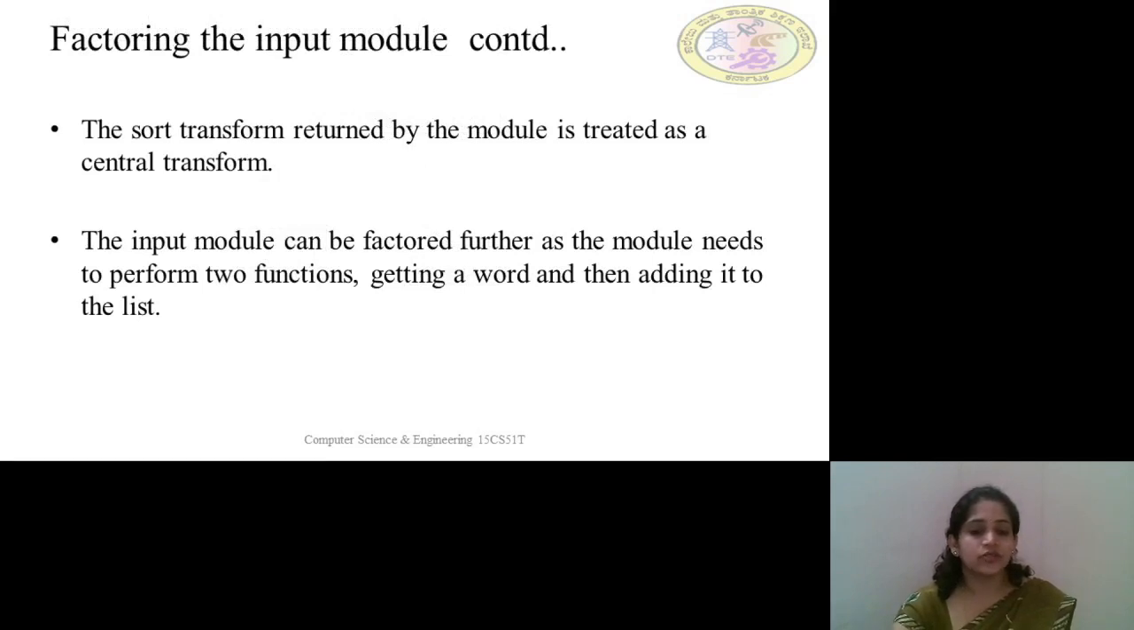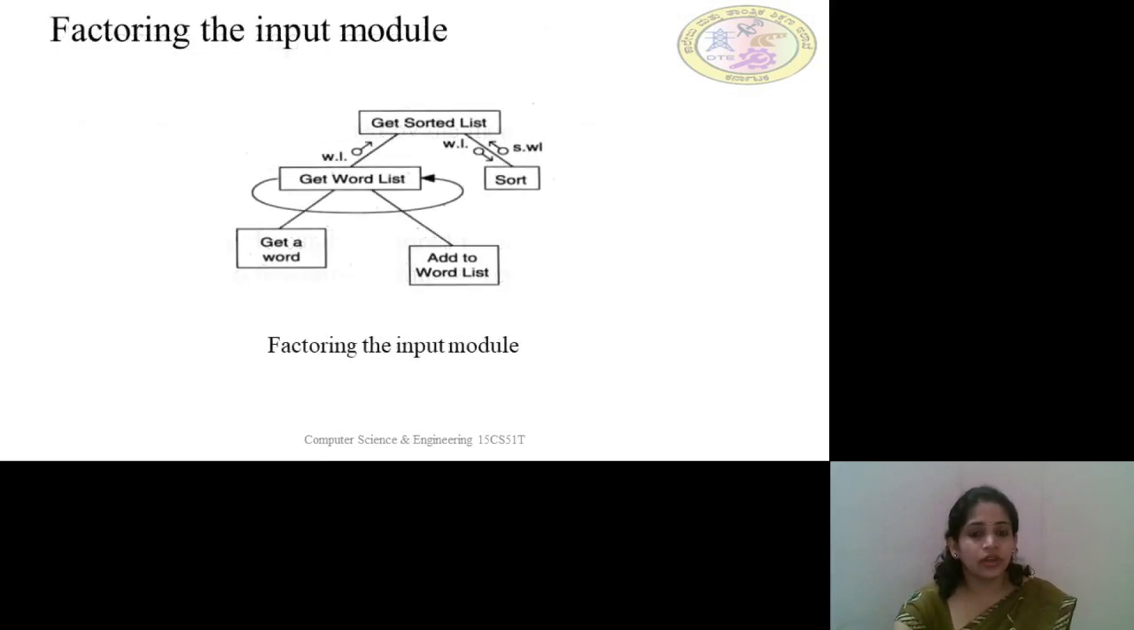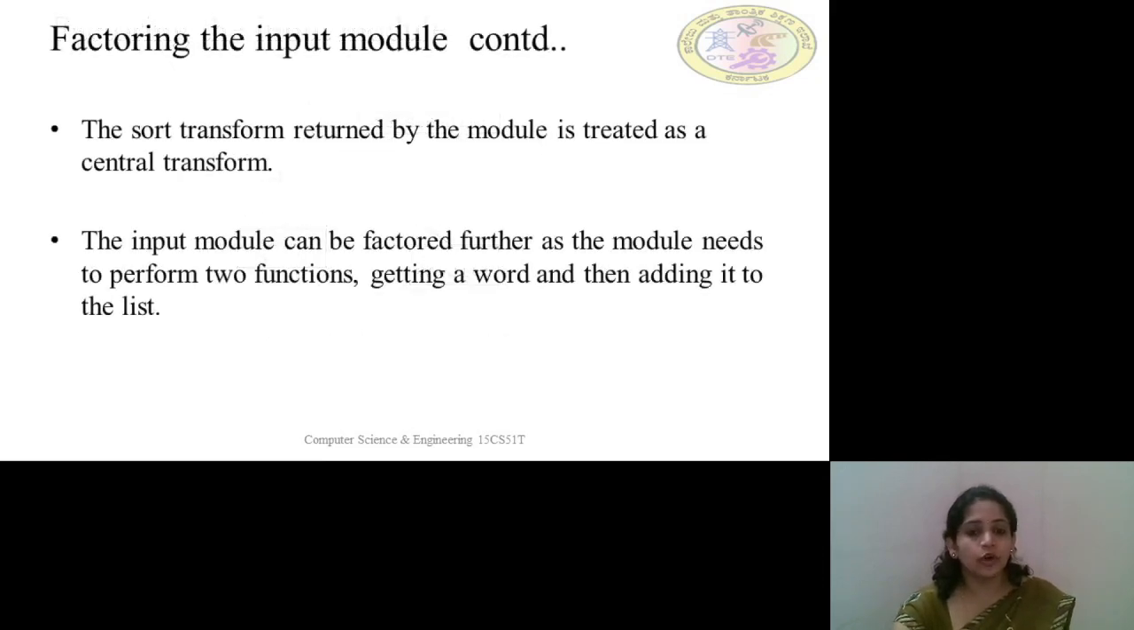The sort transform written by the module is treated as a central transform. In the previous step, we got a sort. That sorted list we stated as a central transform. The input module can be factored further. As I said, it is further factorized as a module needs to perform two functions.